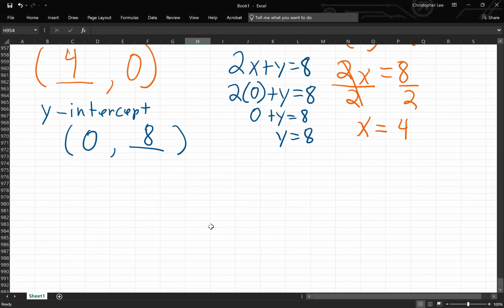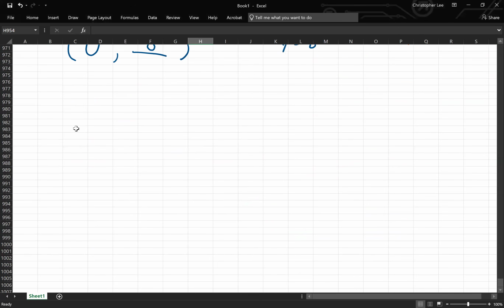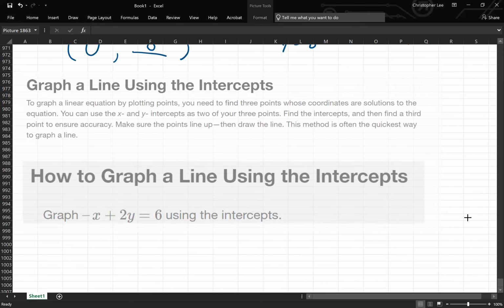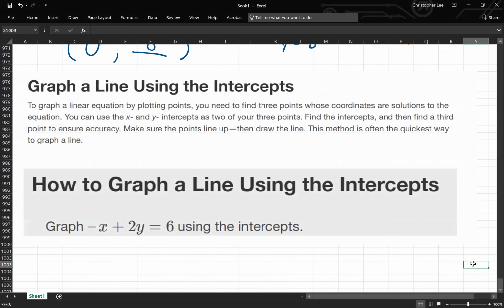Now, I'm gonna be honest with you, right? On the test, I'm gonna just be like, graph this line, but I'm not gonna tell you how to do it. It's up to you to do what you feel comfortable with, right? I'm telling you that plotting the points will always get it right. Never get it wrong there. But this is a trick that you can also use, right? Graphing a line using the intercepts.